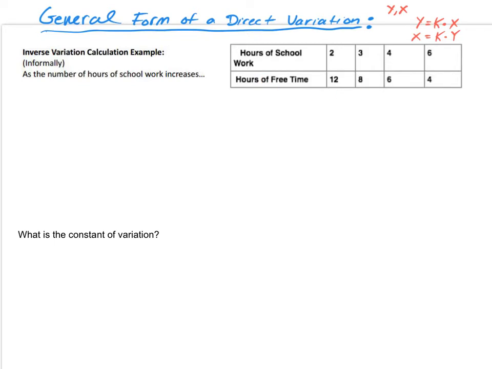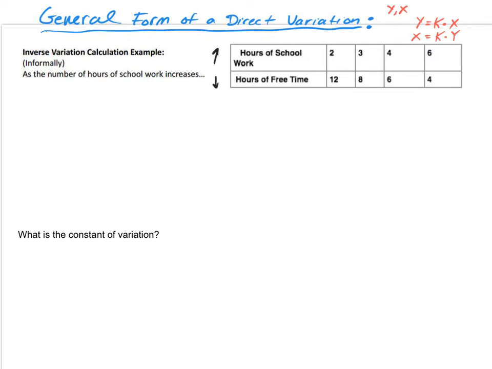If you look at this problem here, just informally, if we're looking at the hours of schoolwork and comparing that with the hours of free time, we can see that as the hours of schoolwork increase, as we go from 2 hours to 3 to 4 to 6, the hours of free time decrease. So immediately we see as the hours of schoolwork increase, free time is decreasing. That is not going to be a direct variation, because with a direct variation, we saw very generally, as one variable increased, so did the other.